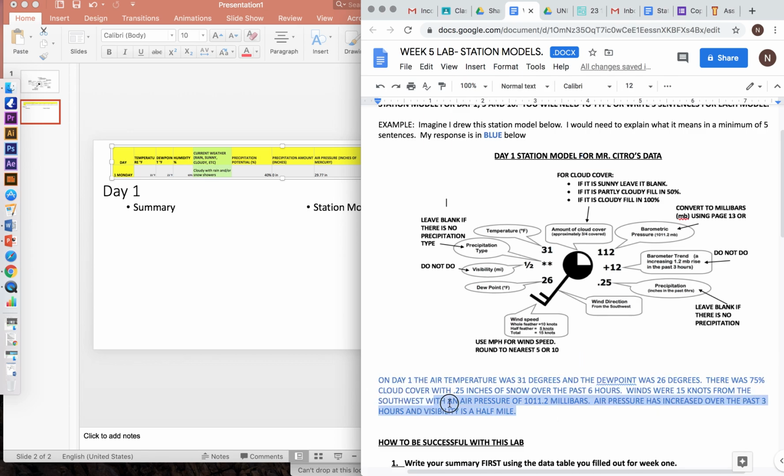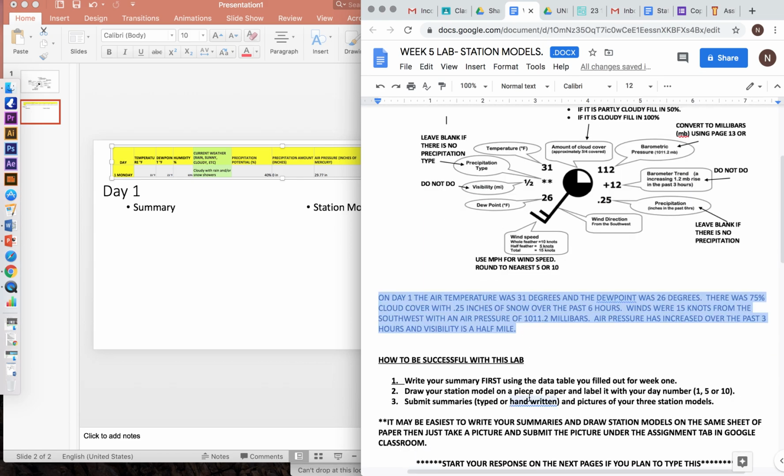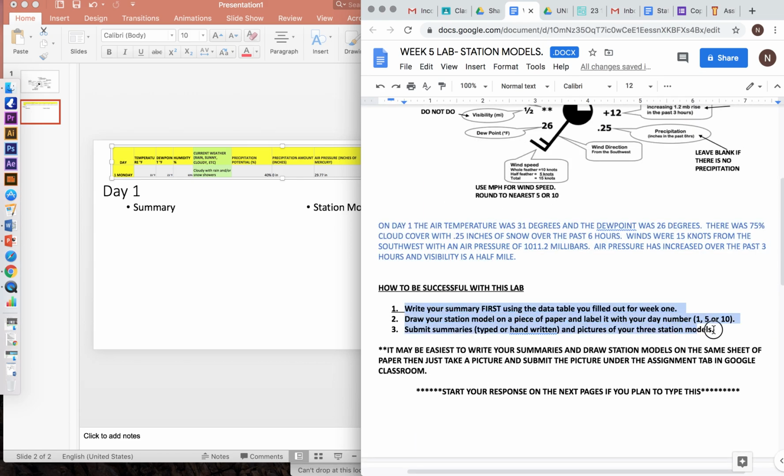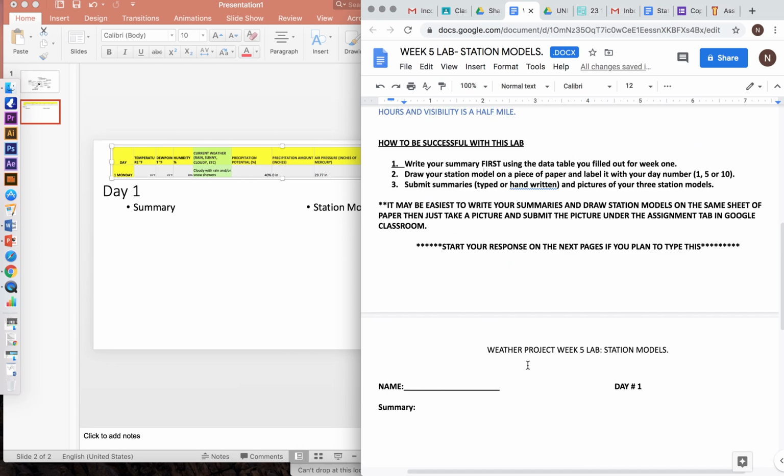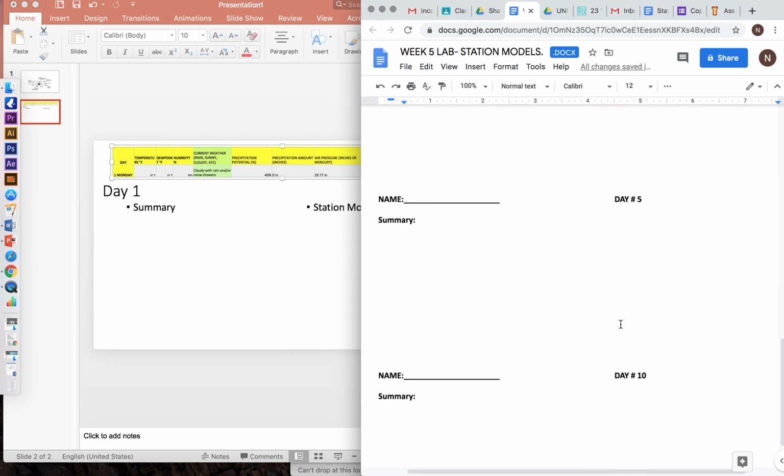This is an example of my summary down here. But what I am going to do is I'm going to follow these 3 steps to be successful right down here. I am going to complete it on a Google PowerPoint. It's just going to be easier for me. You can hand write your summary, and then hand draw yours if you would like, and just submit those pictures. But remember, you're going to do day 1, day 5, and day 10.